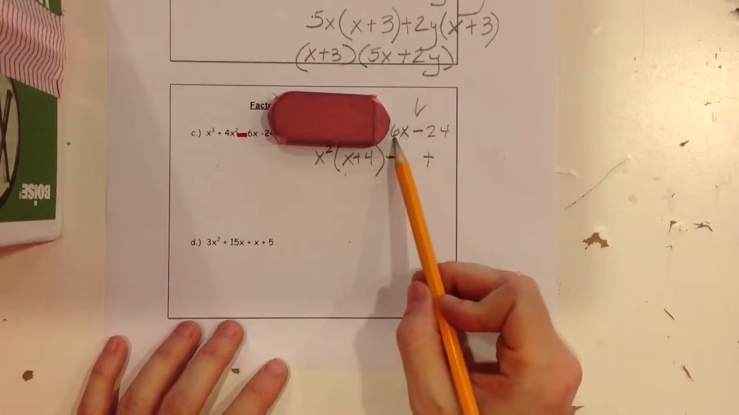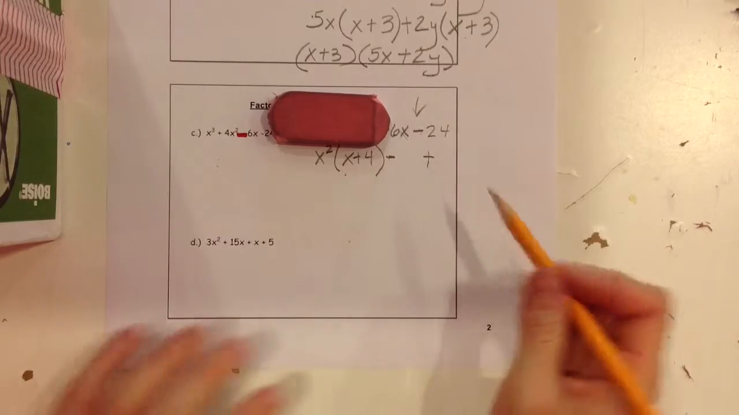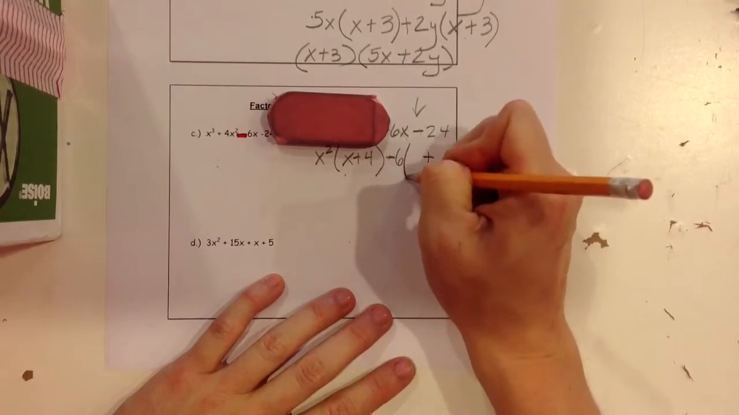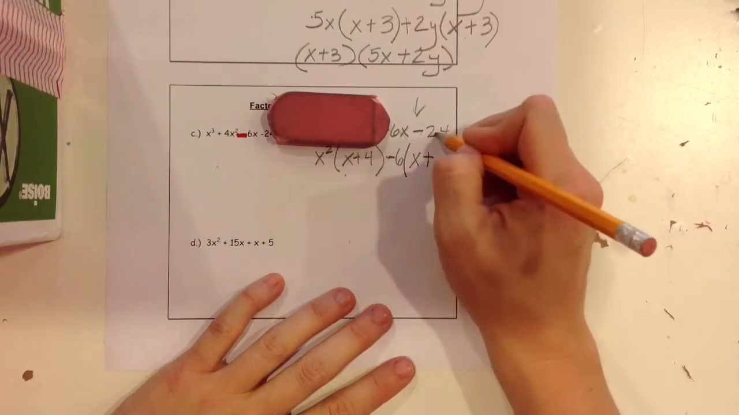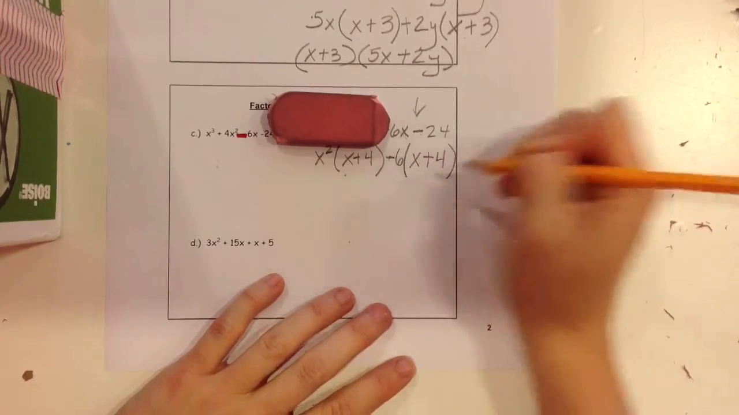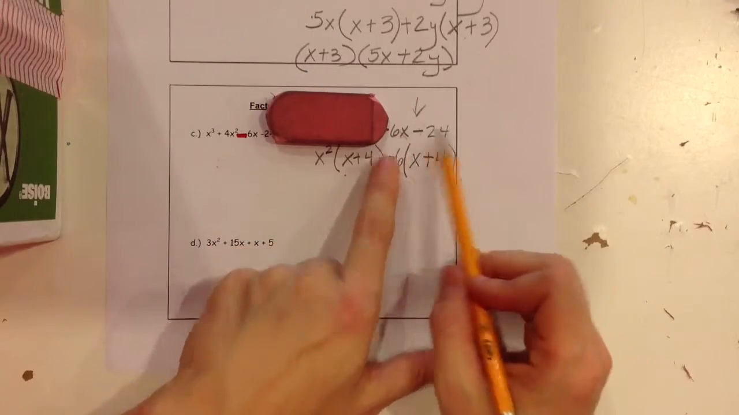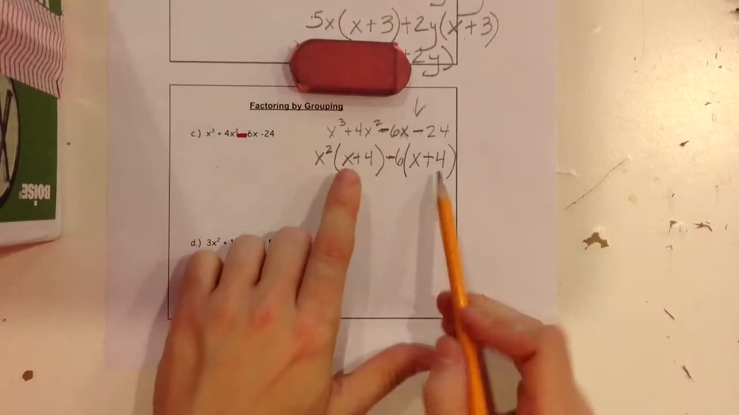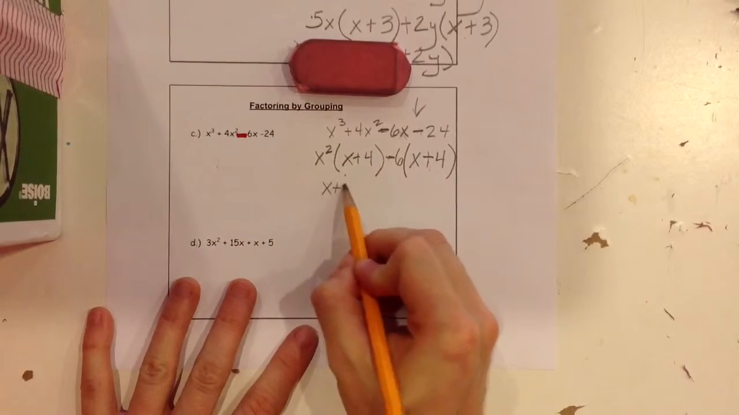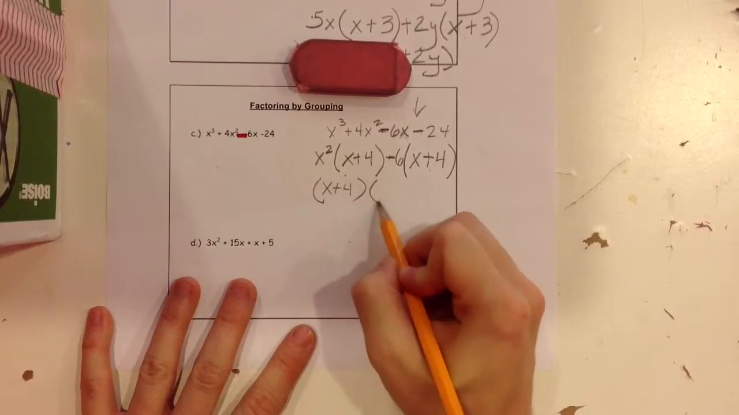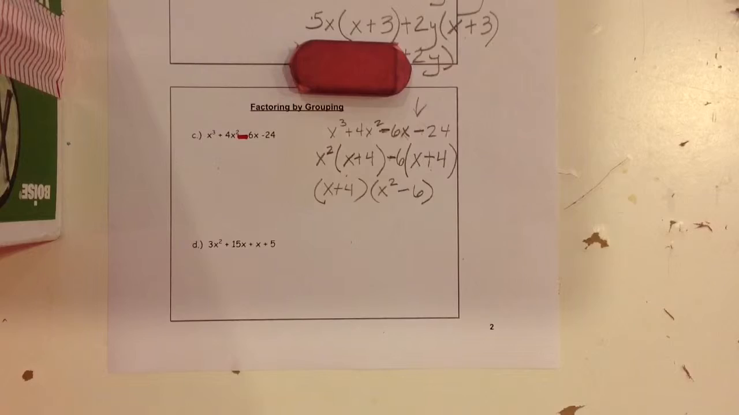So the GCF of the 6x minus 24, the biggest thing that will go into both 6 and 24 is 6. And I'm going to be left with x, and 6 will go into 24 4 times. The reason why I couldn't take a GCF of x out, remember, is because there's not an x in both groups. Now remember, I have an x plus 4 that's the same, so I'm going to take out an x plus 4, and I'm left with x squared minus 6, and that's in factored form.